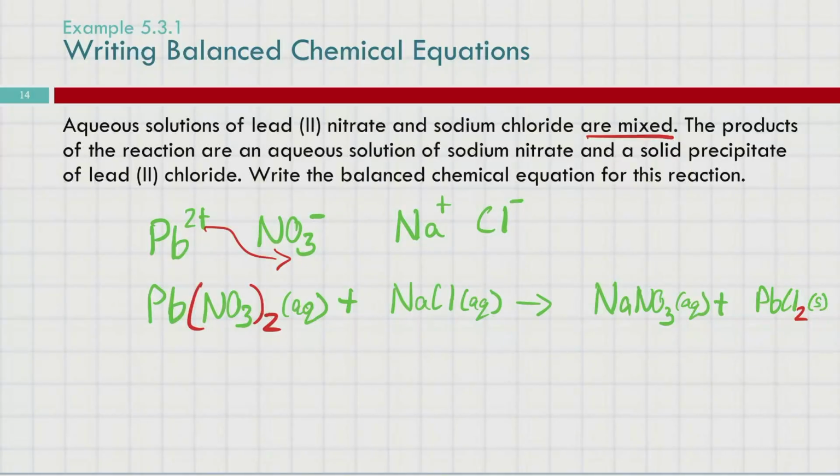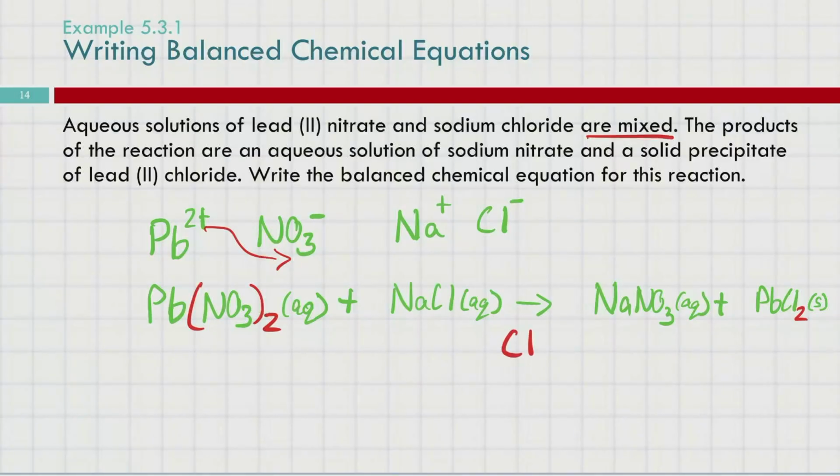So what do we start with? The answer is it doesn't really matter. The way that I like to balance these is we're going to start with anything that's different. What is one thing that's different, the number of things on the left versus the things on the right? Cl. So we can start with Cl.